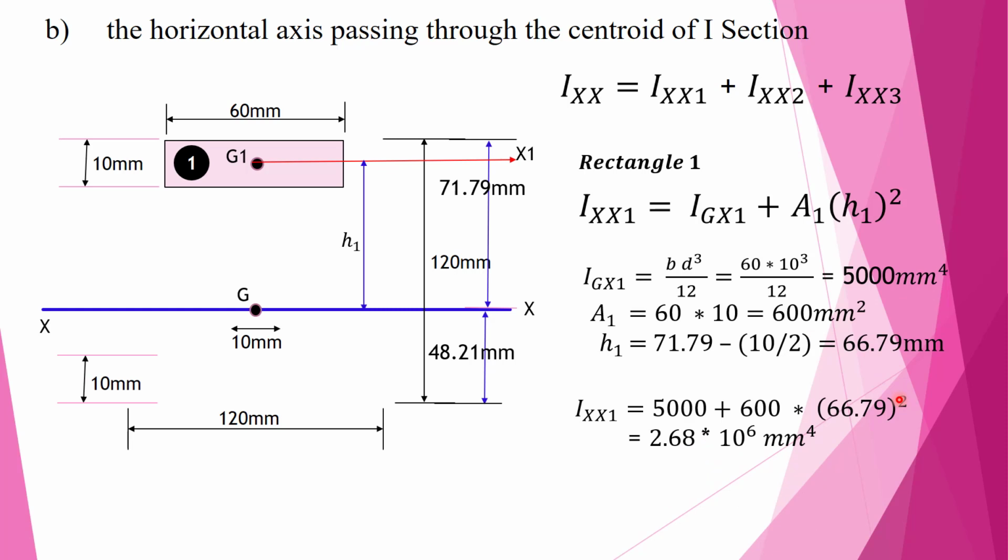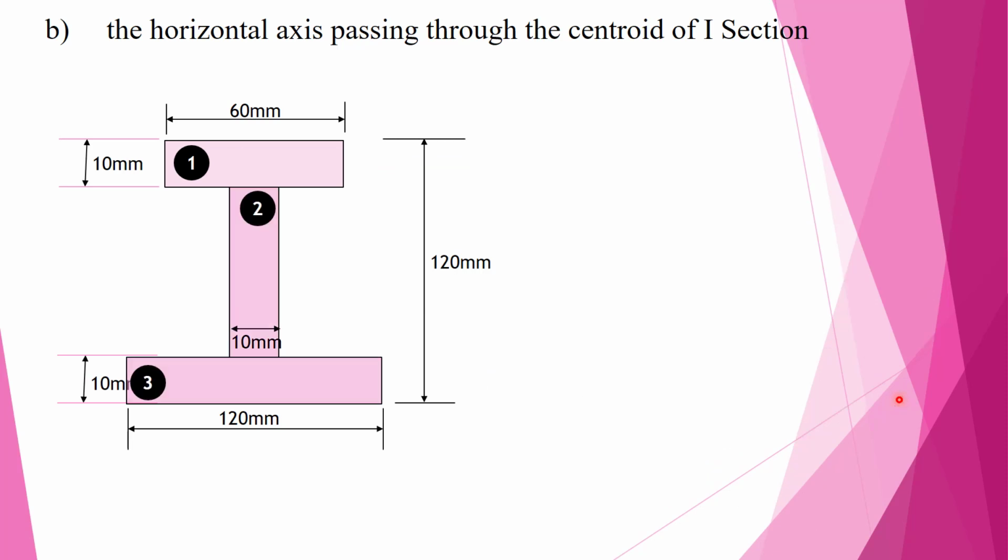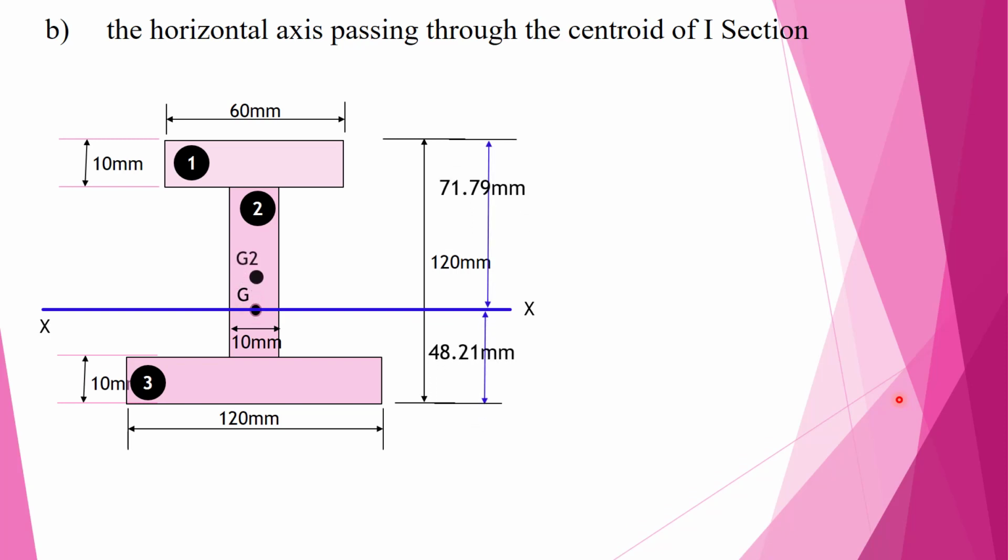Now, in order to find the moment of inertia of the second rectangle, we need to remove the first as well as the third rectangular section, right? So G2 will be somewhere here, right? G2 will be exactly at the center of the rectangular section. So what will be this distance from here to here? That will be the height of this web. What is that height? That is 100 mm. So G2 will be half of that, 50 mm from this point.